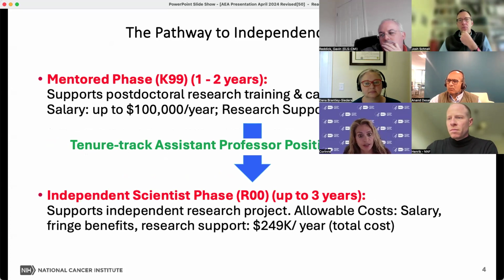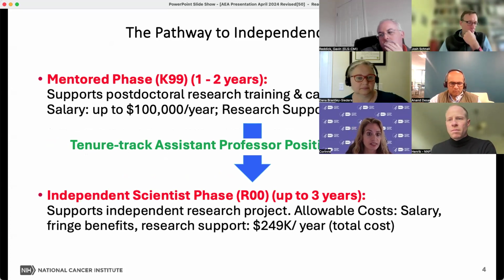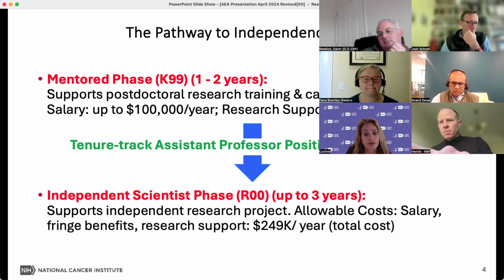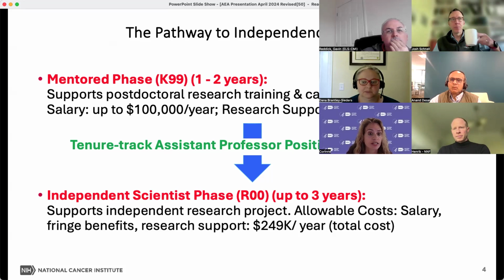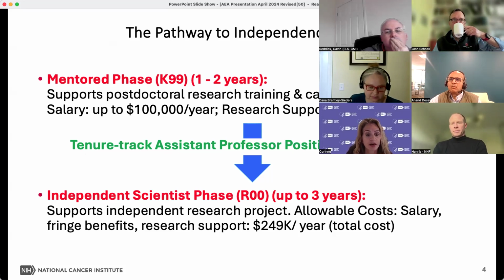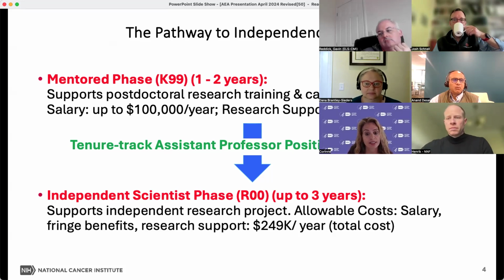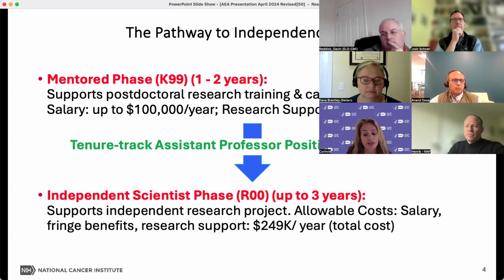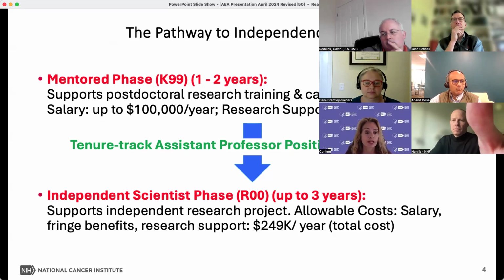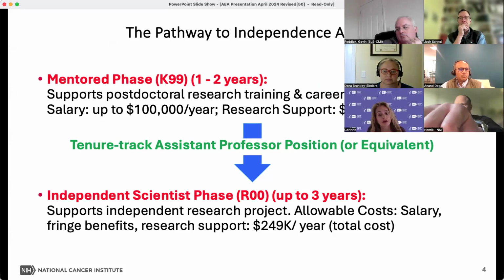To show you an illustration of this award, it has two different phases. The initial mentored phase is from 1 to 2 years. It allows for $100,000 a year in salary support and $30,000 a year in research support. After this phase, the awardees apply and obtain a tenure track assistant professor or equivalent position, and then transition into their independent phase called the R00 phase, which allows for up to 3 years of support, which has a total support cost of $249,000 per year. Next slide, please.